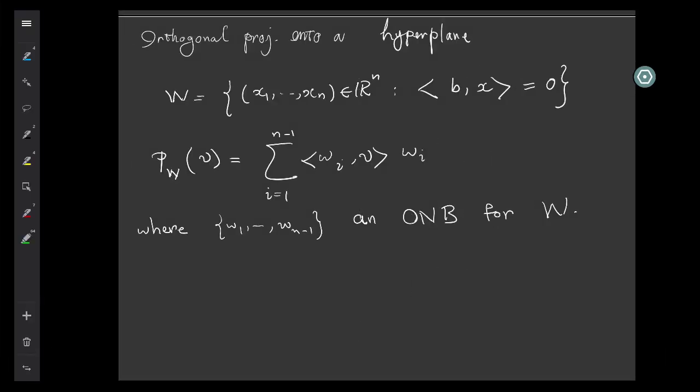Let me say a few words about an orthogonal projection onto a hyperplane. Hyperplane means a plane or subspace which is given only with one linear equation. So the linear equation can be written as this inner product, and it's equal to 0.